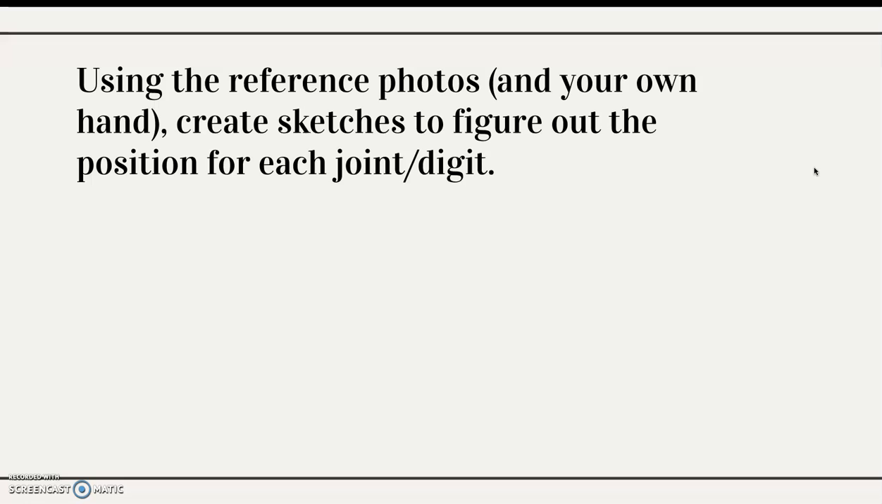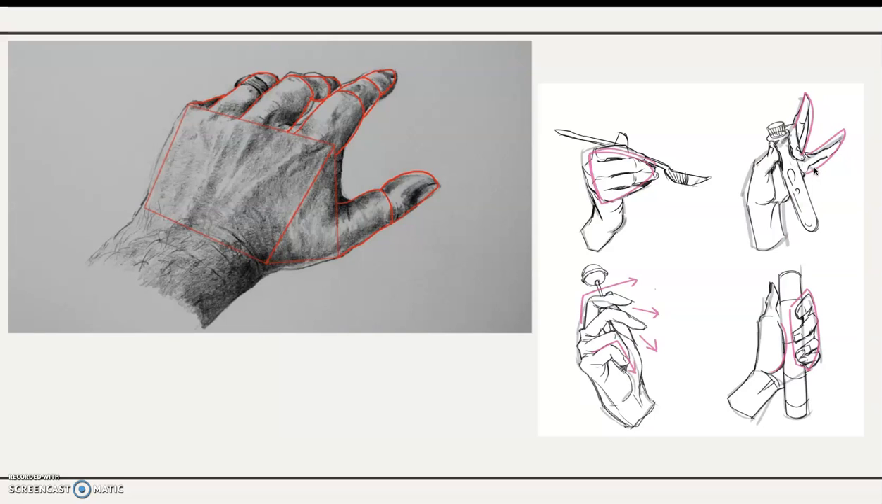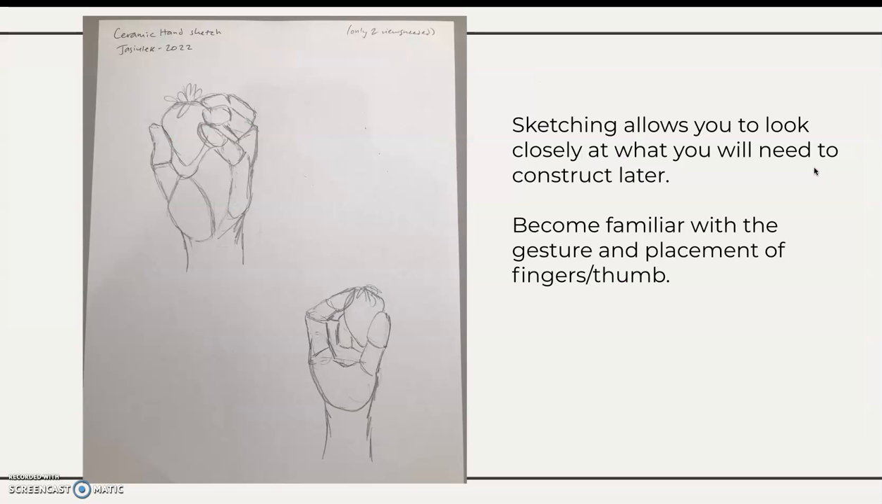You're going to be using those reference photos and your own hand, don't forget your own real hand, to create sketches to figure out the position for each joint and each digit of that hand. So again, here are some sketches I will be showing you later, kind of how you can draw your hand, picking it apart into shapes rather than focusing so much on the shading and the color.